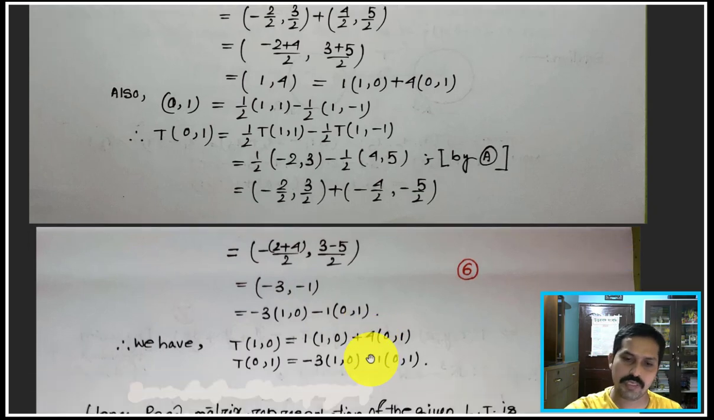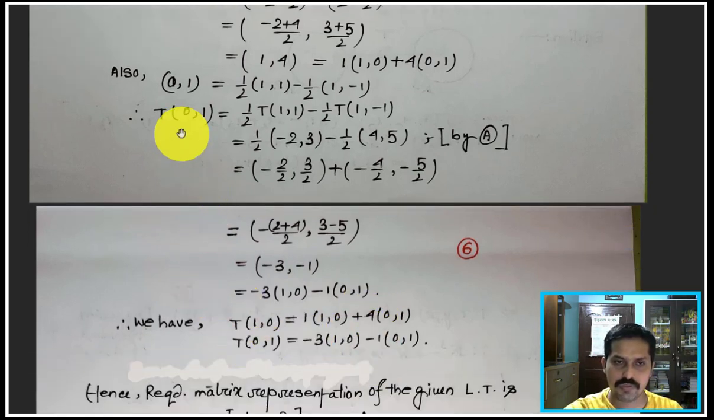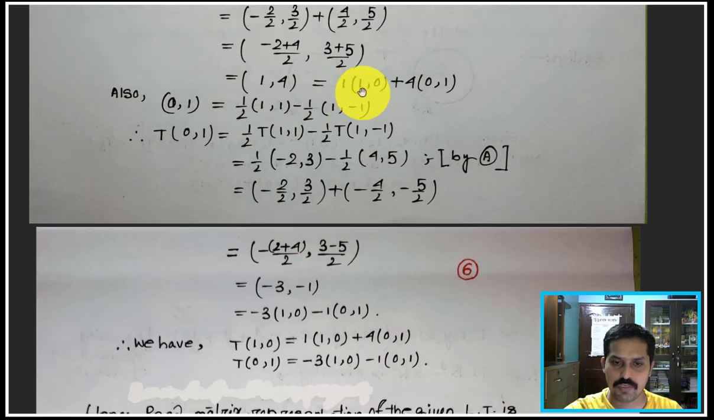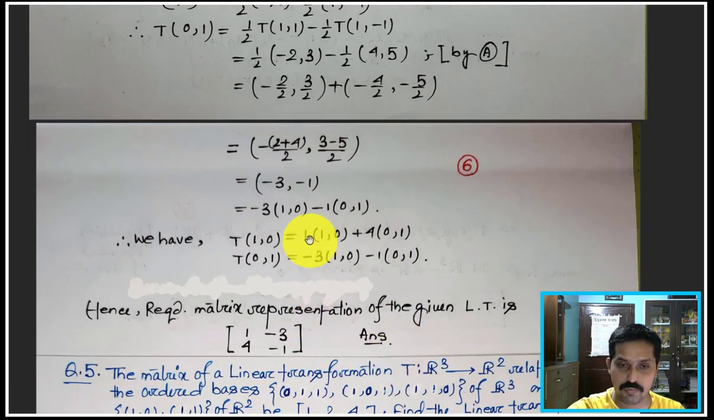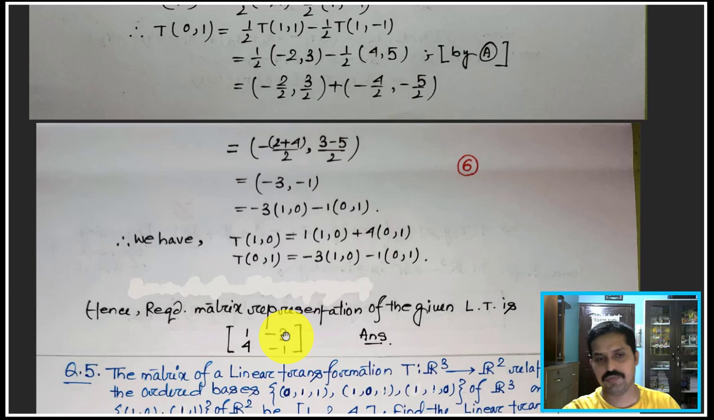So what do we get? T of (1,0) is 1 into (1,0) plus 4 into (0,1), and T of (0,1) is -3 into (1,0) minus 1 into (0,1). So what will be the matrix? The required matrix will be 1, -3 row wise and 4, -1 row wise. Just remember, we see it vertical here, but we have to write it horizontal. So this is our required matrix.